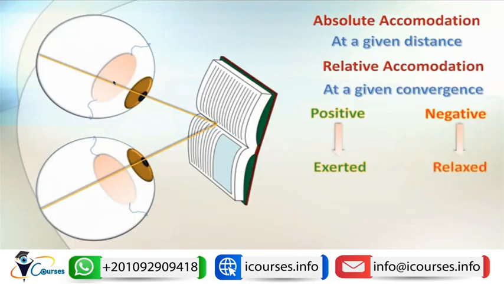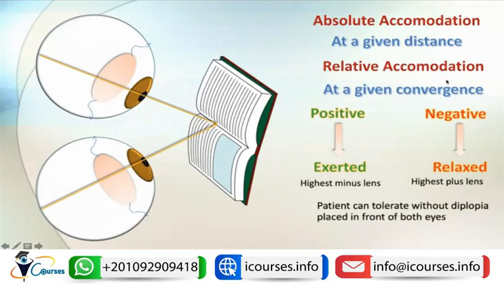So how can I measure this amount of accommodation? And what is the negative? If we place this book away from the eye, the eye is now relaxed and there is no contraction of the ciliary muscle and no bulging of the lens. So now the accommodation is relaxed. So if we have a certain convergence and there is no exertion of accommodation, how much is the accommodation relaxed? This is called the negative relative accommodation. So how can we measure each of them?